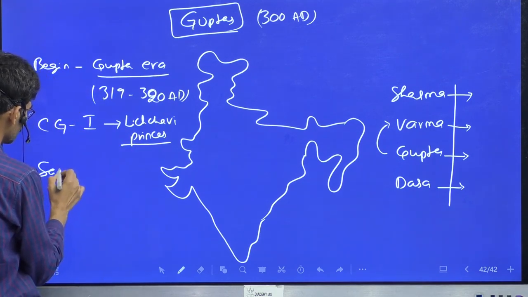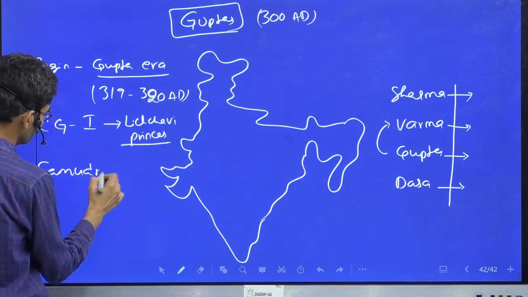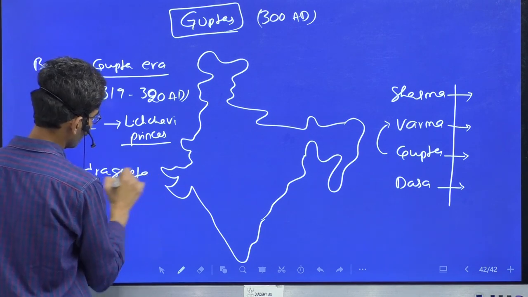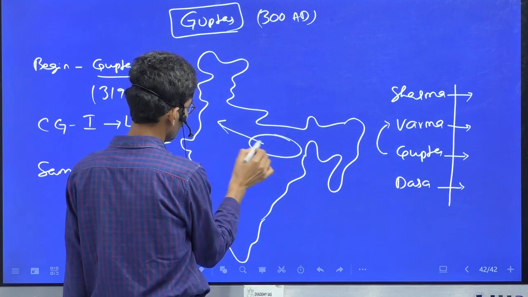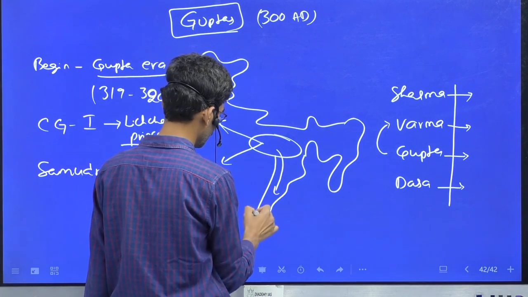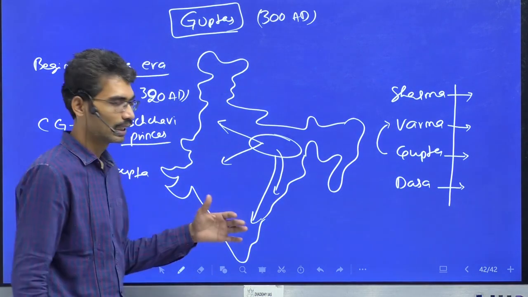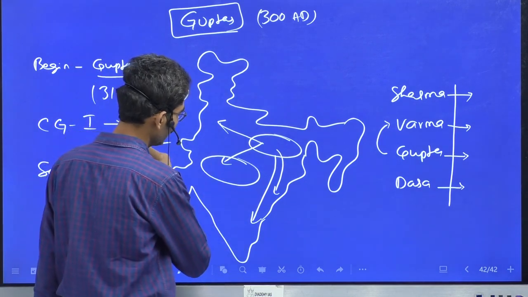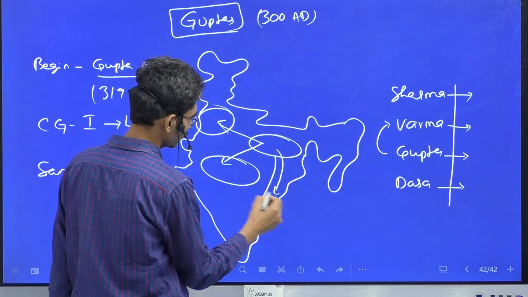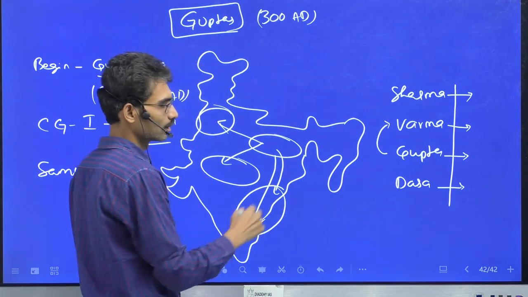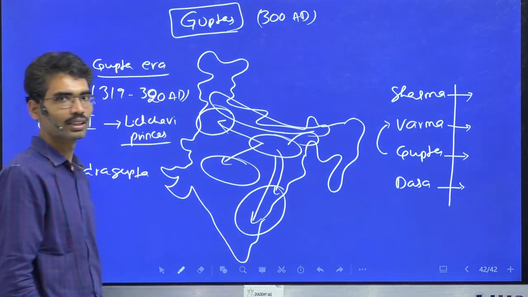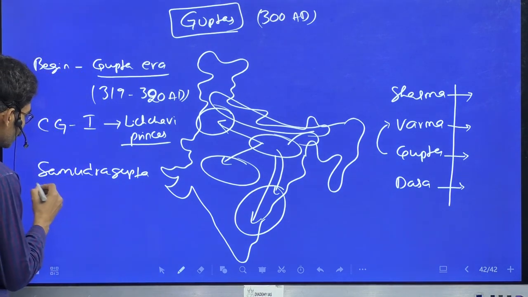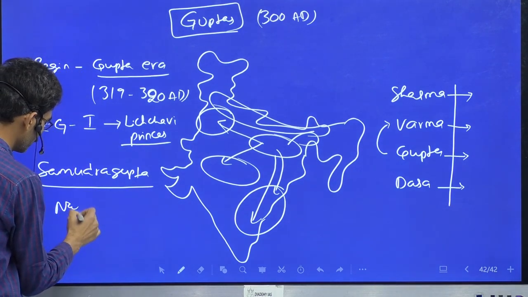After that, Samudragupta came. Samudragupta, he went for conquest. He conquered so many territories in Central Asia, in Central India, Western, Deccan, here, foothills of Himalayas, he conquered. That's why he was also called Napoleon of India.